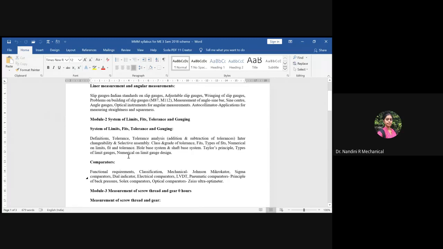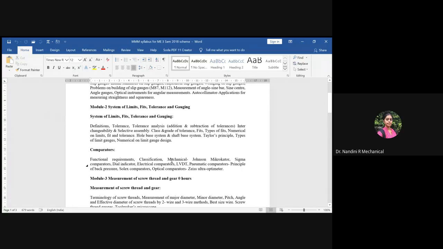So the next part was related to the comparators. In comparators we dealt with the main application of comparators, why it is used, what are the functional requirements, how the comparators are classified, right? Under the classification we had mechanical comparators. Under that we studied the Johansson Mikrokator comparator, Sigma comparator, dial indicator.